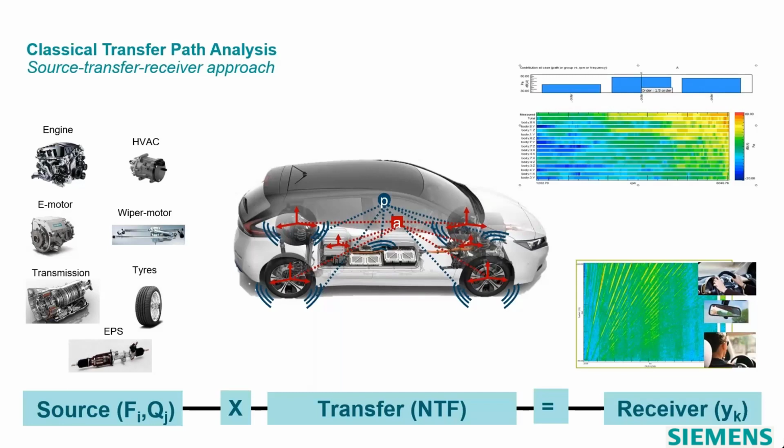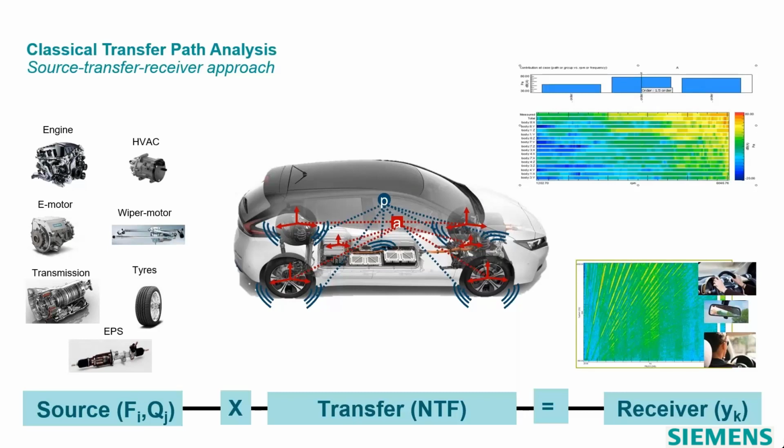I will just take a step back and explain. I will start from the classical transfer path analysis, so the source-transfer-receiver approach. Probably quite some people that are attending are familiar with the classical transfer path analysis because it's also often used to evaluate the noise performance of a certain component inside the vehicle or any other system. I use the vehicle here now, but these methods can be applied on any type of application.